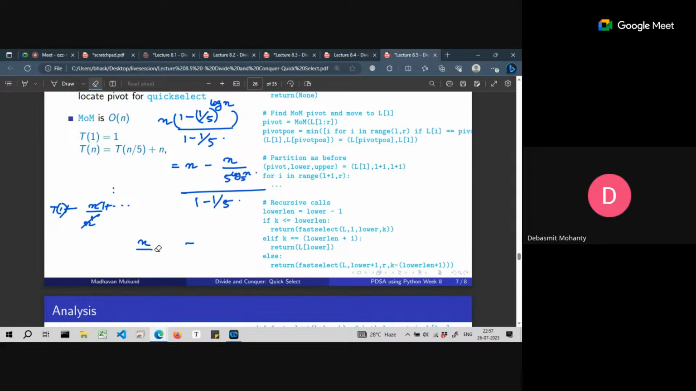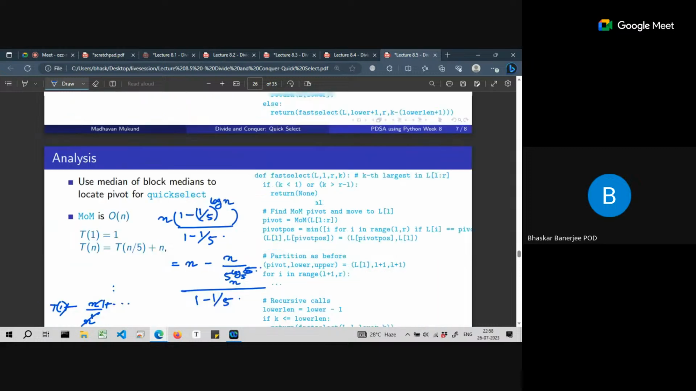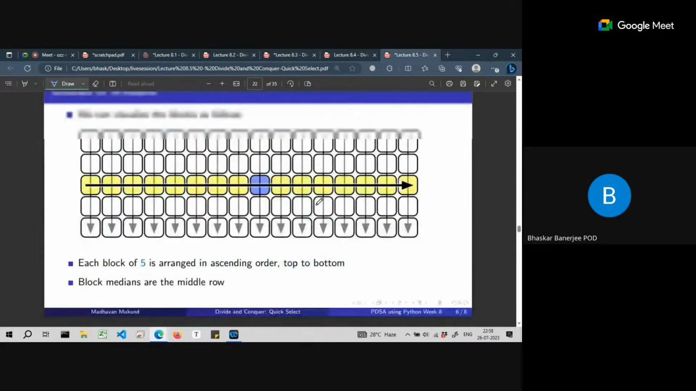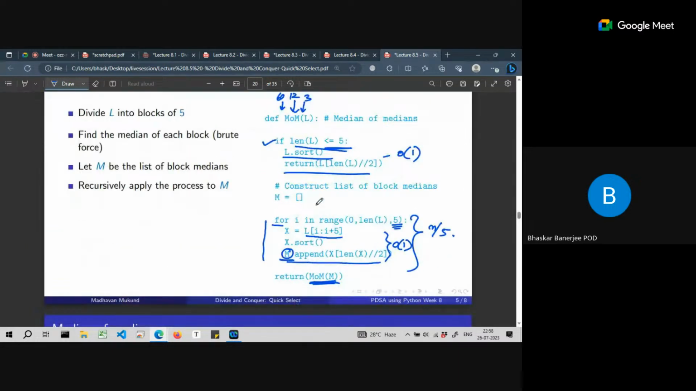5 by 4 is a constant term. n minus, this n can come down here and 5 will go up here. So again n to the power 1, so n cancels. Right, which is basically, this is constant, this is also constant, so order n. So your median of medians at the end of the day would take you order n time. So let's go over here. This whole process is order n.